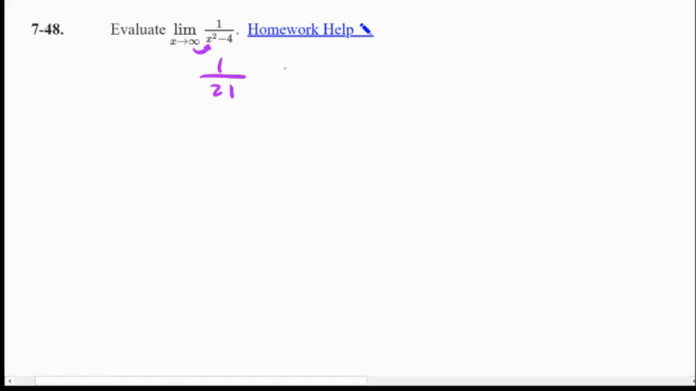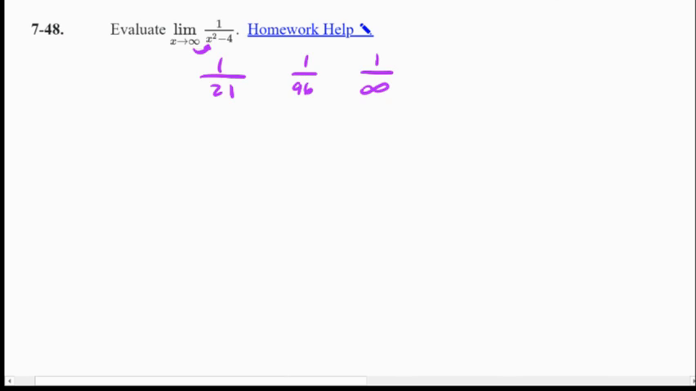If we plugged in a bigger number like 10 for x, then we would get 1 over 96, which is an even smaller number. Now, if we start plugging in something like 100 or 1,000 or a billion, we're going to get these really, really big numbers that go towards infinity.